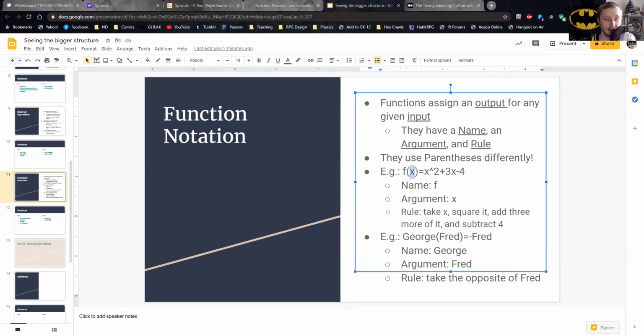Okay, so whatever the argument is here, it better show up somewhere later in the equation and tell you what to do with that. Okay, if this is f of y, but my rule here just tells me what to do with x, it's not a very useful rule. I don't actually have a defined function here. And the rule is just an equation. It says take x, square it, and then add 3 more of it, and finally subtract 4. That's all that's saying.